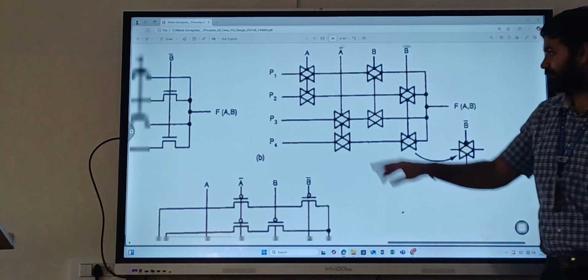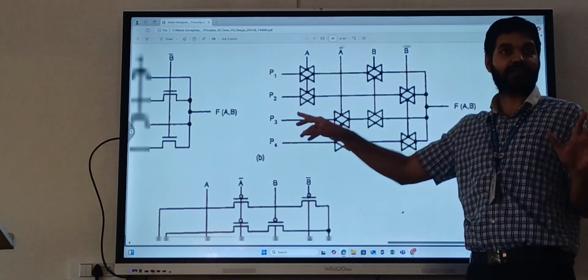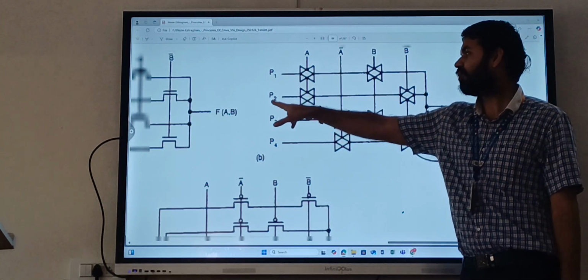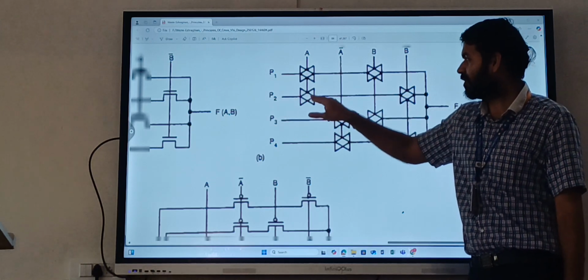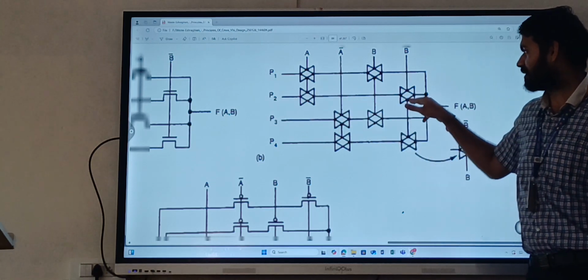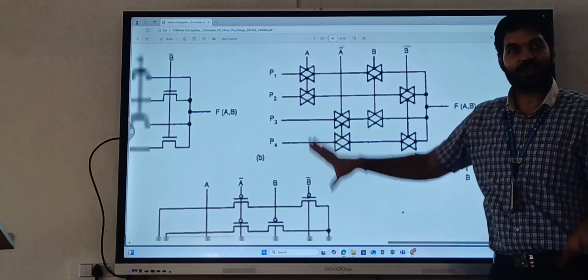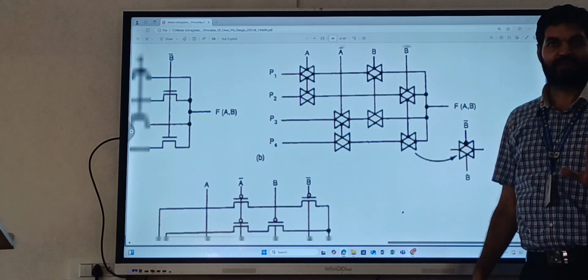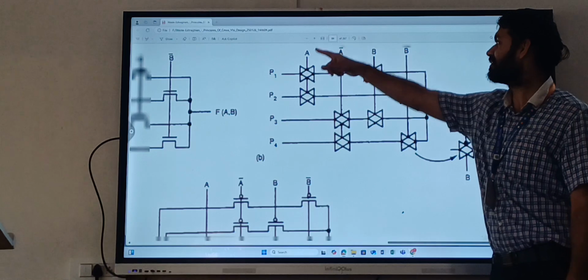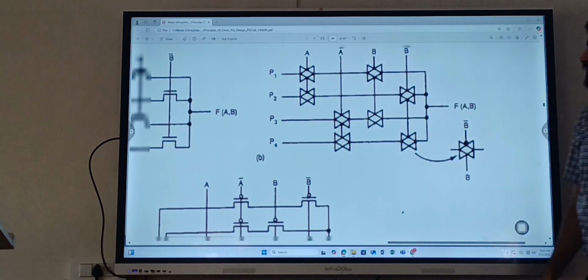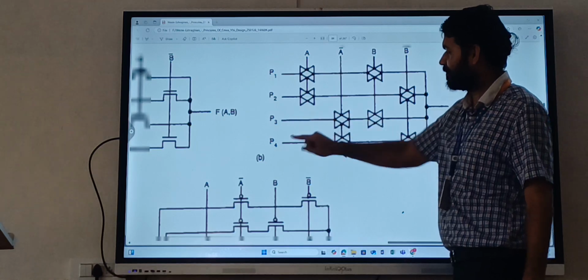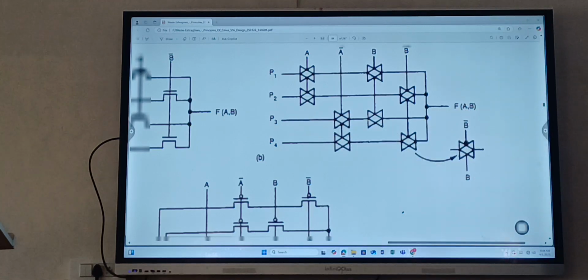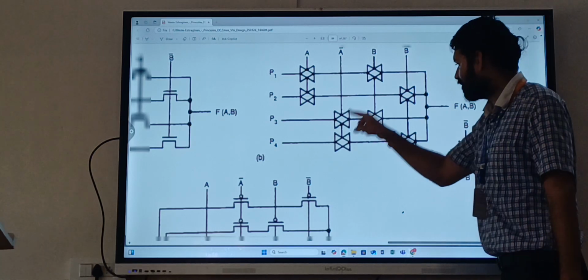In the same way, if you want to pass P2, then turn on this transistor and this transistor. The other transistors are off. That is possible by these control signals. Whichever you want to pass, P1, P2, P3, P4, accordingly we can turn on those TGs.